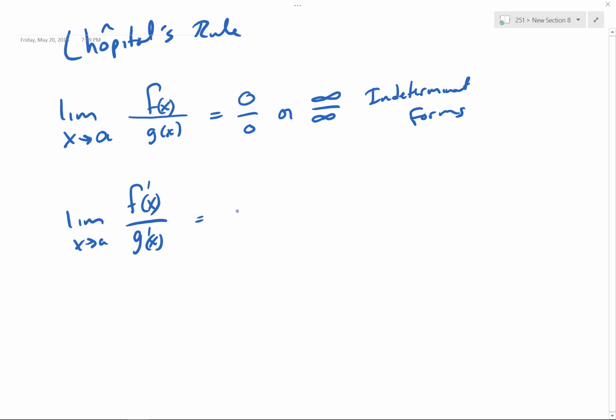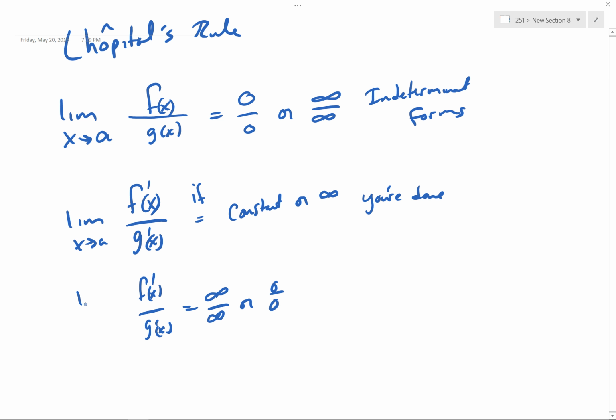And if this equals some constant, for instance, or even infinity, you're done. But if not, if this also produces an indeterminate form, you just keep going. What's the limit of this? How far can you go? As far as you want, actually, as far as you can go. This will give you the limit eventually.